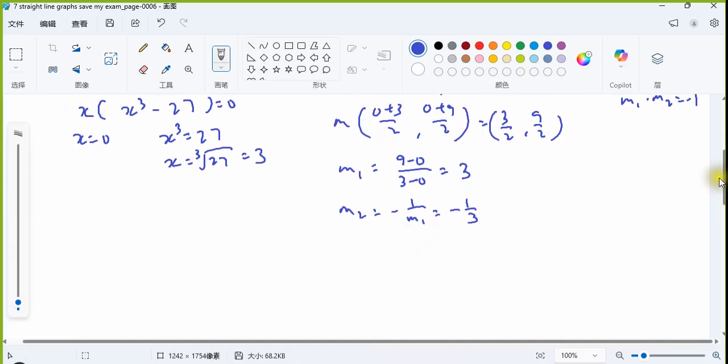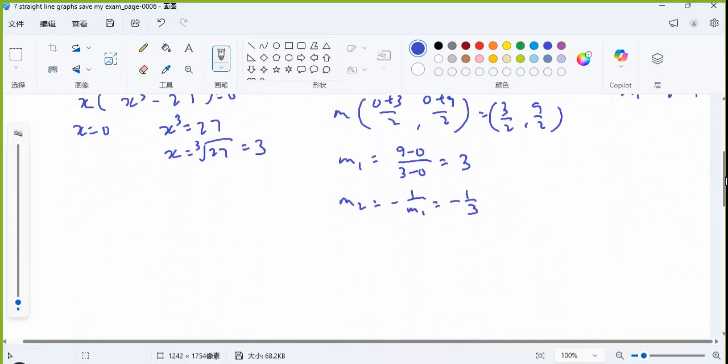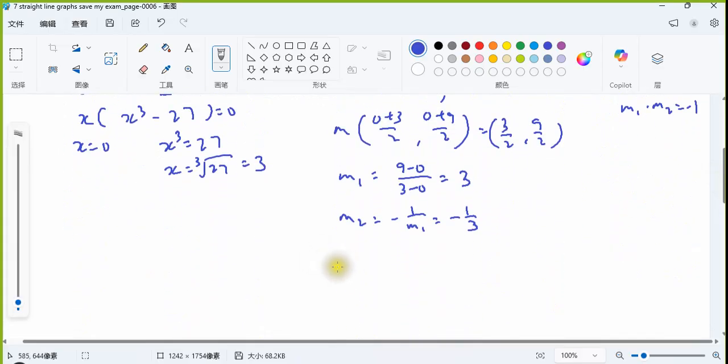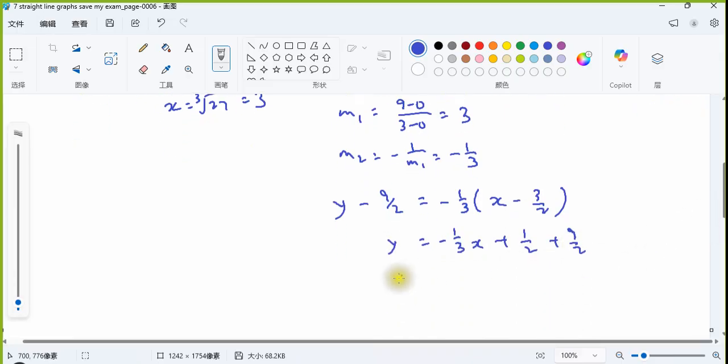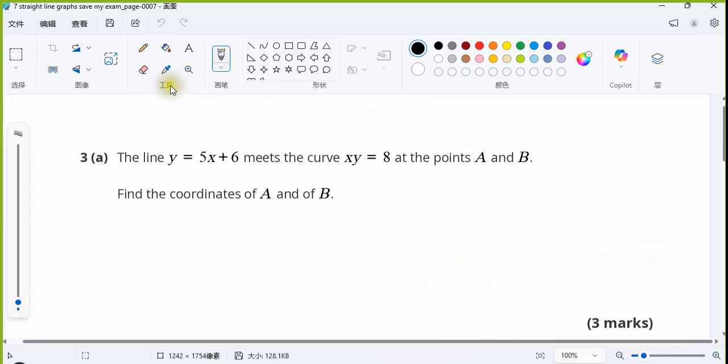So gradient 2 is negative 1 over gradient 1, which is negative 1 over 3. So the equation of the perpendicular bisector of OA is y minus 9/2 equal to negative 1/3 times (x minus 3/2). So negative 1/3 x plus 1/2 plus 9/2. So we have y equal to negative 1/3 x plus 5, since 10 over 2 is 5. Okay, that's it.